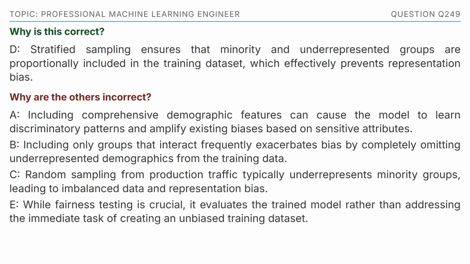Why are the others incorrect? A. Including comprehensive demographic features can cause the model to learn discriminatory patterns and amplify existing biases based on sensitive attributes. B. Including only groups that interact frequently exacerbates bias by completely omitting underrepresented demographics from the training data. C. Random sampling from production traffic typically underrepresents minority groups, leading to imbalanced data and representation bias. E. While fairness testing is crucial, it evaluates the trained model rather than addressing the immediate task of creating an unbiased training dataset.